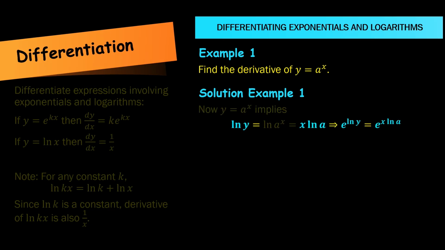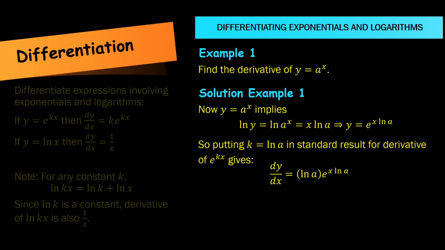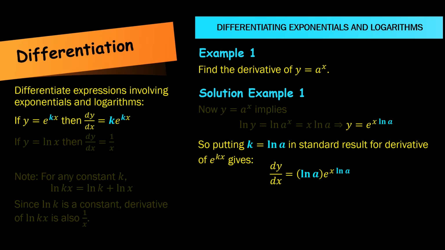If we raise both these sides to the exponential e, then we have e to the power ln y equals e to the power x times ln a. And of course, e to the power ln y is equal to y. So if we put k equal to ln a in the standard result for the derivative of e to the power kx, we have that dy dx equals ln a times e to the power x ln a.